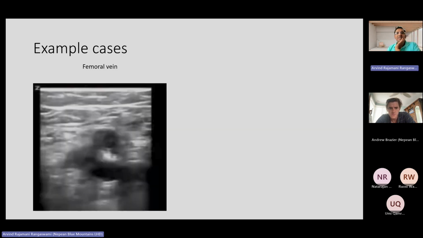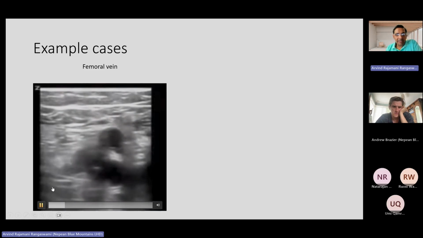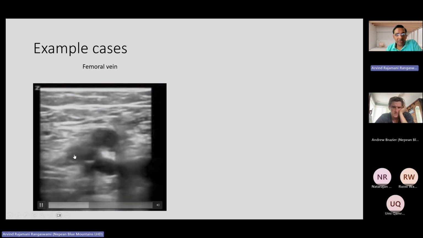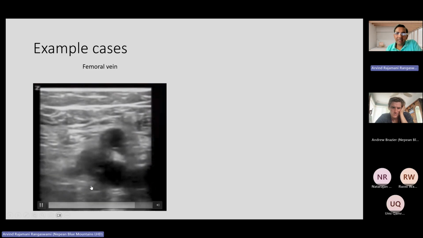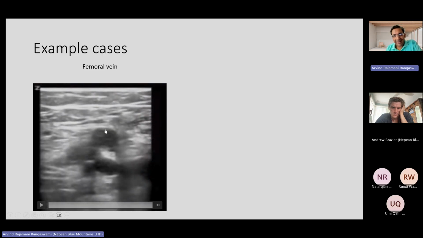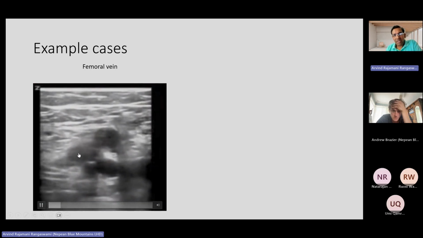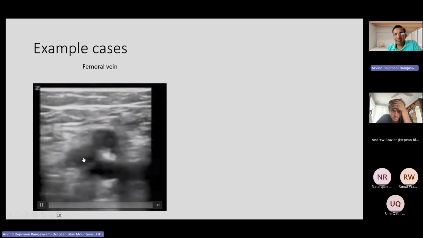Okay, just some brief cases to finish off. So this is an example of a femoral vein, and that's the artery there, and see how this is not compressing at all. But I'm not very happy with the gain here. I think the transducer is a little bit crappy. However, you can see that there is echogenic material in these two structures, but no echogenic material here. And even with compression, it is not compressing. So this is clearly a DVT.